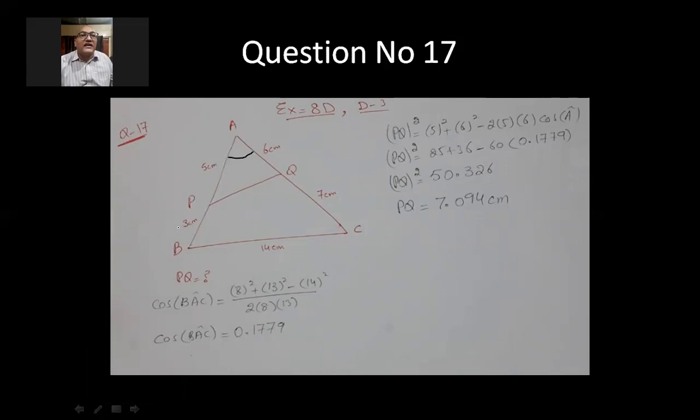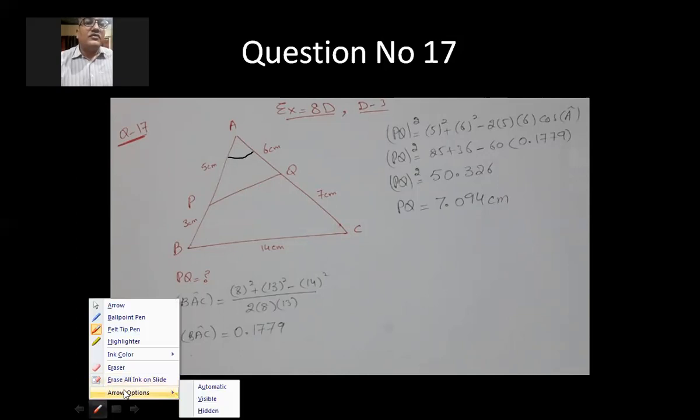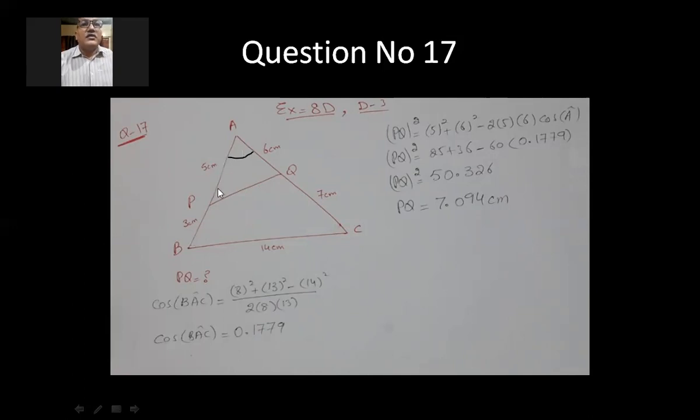Use the law of cosine. The cos of the BAC will be equal to 8 square plus 13 square minus 14 square, divided by 2 into 8 into 13. So the cos of this angle will be 0.1779.